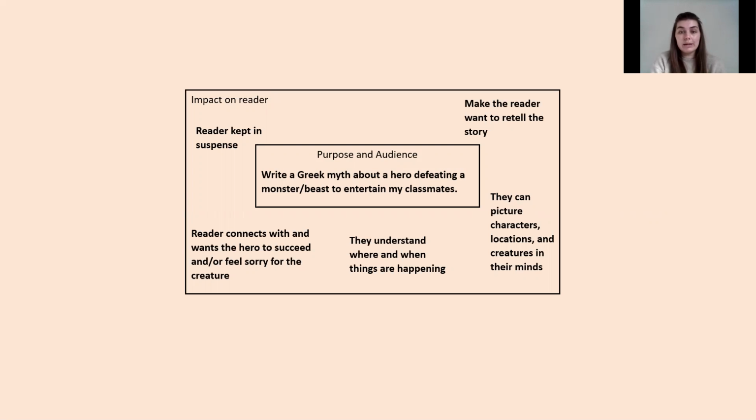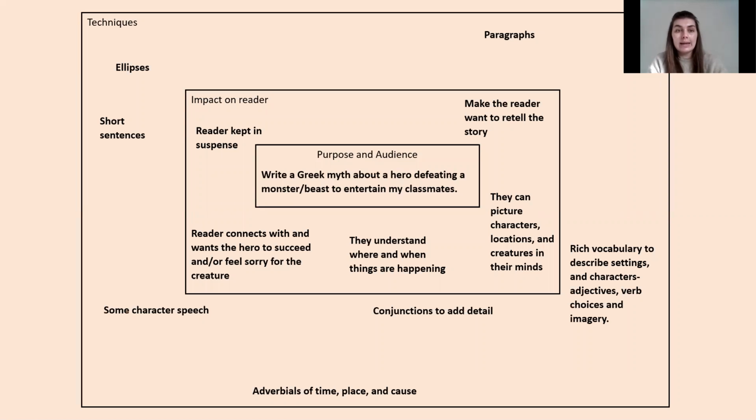We definitely want our reader to understand where and when things are happening, and we want the reader to connect with and maybe want the hero to succeed or feel sorry for the creature. Now, to do all of those things, we need to make sure we include paragraphs, lots of rich vocabulary to describe the settings and characters, maybe using adjectives and verbs. We will be using conjunctions to add detail, adverbials. We might include some character speech. We will definitely use ellipses and short sentences to keep our reader in suspense. So that's our toolkit for this piece of writing.